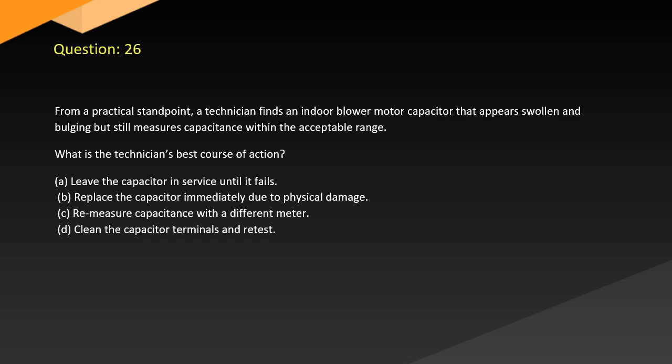Question 26. From a practical standpoint, a technician finds an indoor blower motor capacitor that appears swollen and bulging but still measures capacitance within the acceptable range. What is the technician's best course of action? A. Leave the capacitor in service until it fails. B. Replace the capacitor immediately due to physical damage. C. Remeasure capacitance with a different meter. D. Clean the capacitor terminals and retest.